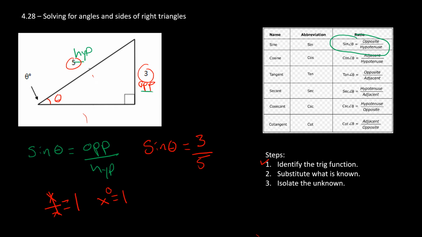So we want to apply that same concept with sine. What we're going to be doing is taking the sine inverse of each. So I'm going to write that up here. We're going to say sine to the negative 1 is sine inverse, or the inverse sine.